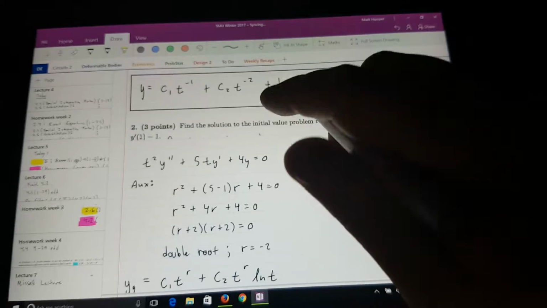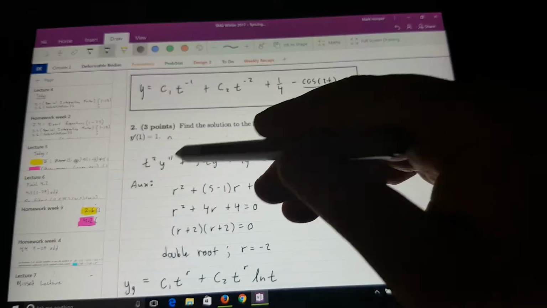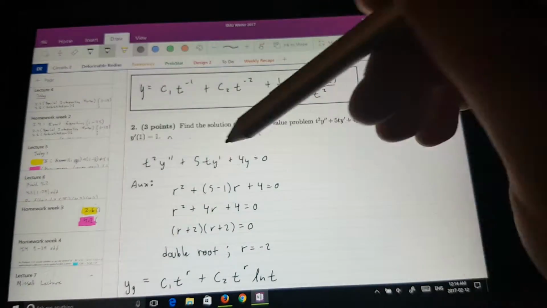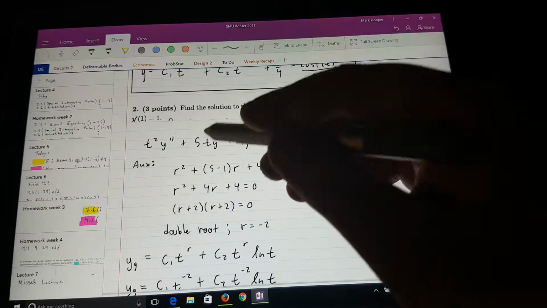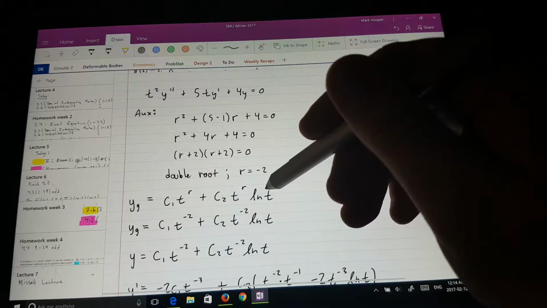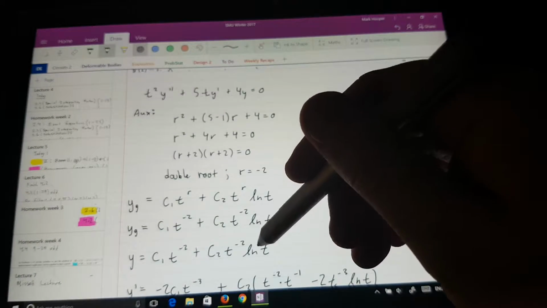Okay, so anyway, let's go ahead and find our auxiliary. Same rules apply. A is 1, B is 5. So B minus A is going to be this. We get ourselves a double root, so there's our general solution.